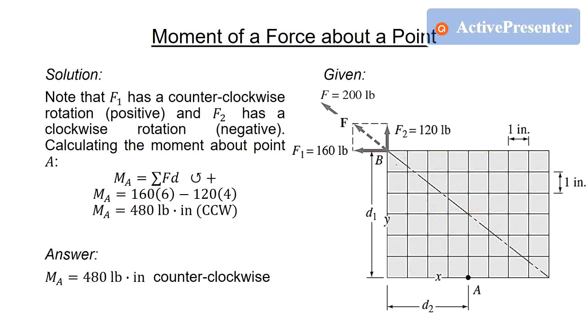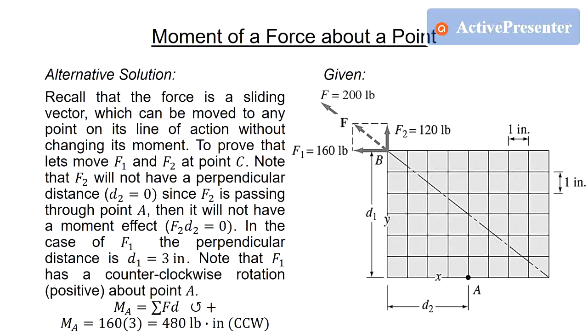Then the effect of F2, which is this force, about point A is clockwise. So that's why it is negative. So the final answer is positive, meaning the final answer is counterclockwise. Otherwise, if you get a negative answer, that means the final answer is clockwise, because that is our sign convention. Final answer is 480 pound-inch counterclockwise.